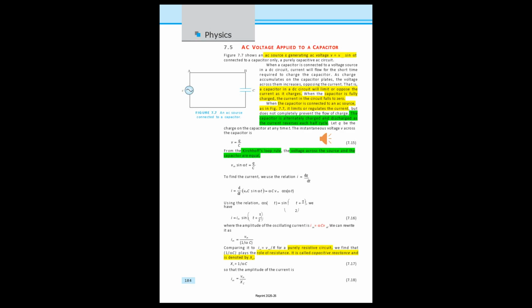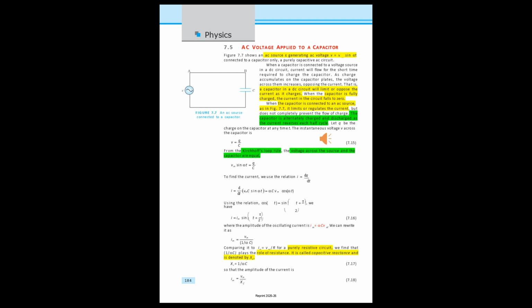By using the relation cos omega t equal to sin (omega t plus pi by 2), we will obtain the equation I is equal to Im sin (omega t plus pi by 2), where the amplitude of the oscillating current is given by Im and thus equal to omega C Vm. We can rewrite this equation as Im is equal to Vm by (1 by omega C). Comparing it to Im equal to Vm by R for a purely resistive circuit, we find that 1 by omega C plays the role of resistance.